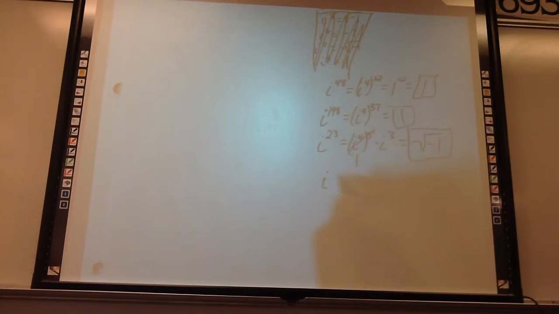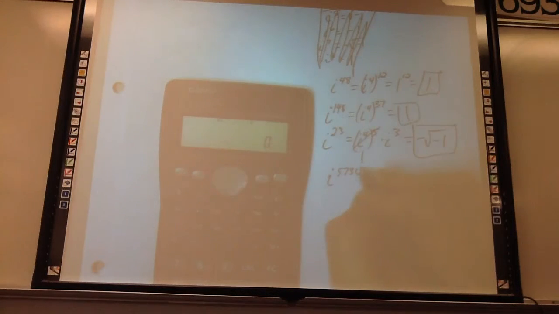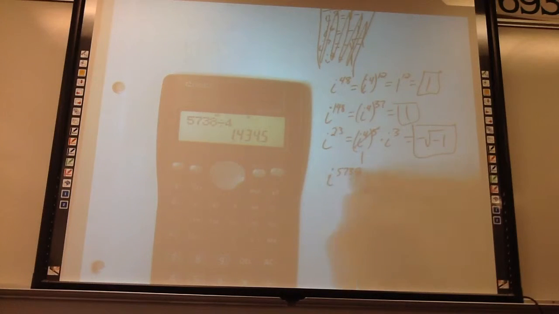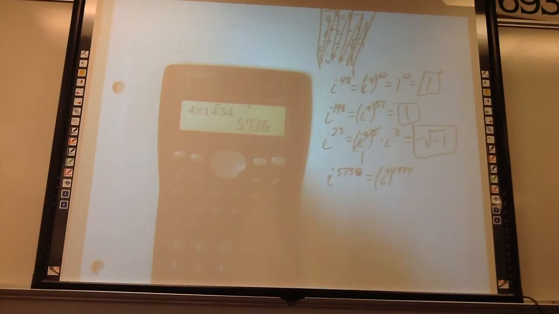So if you had i to the 5,736, just divide that by 4. Oh, I hope that's not divisible by 4. Don't be. It is. Dang it. Let's go 38. i to the 5,738, divided by 4. Oh, it's 1,434.5. So that's i to the fourth to the 1,434. 4 times 1,434. You're going way too fast. Okay.